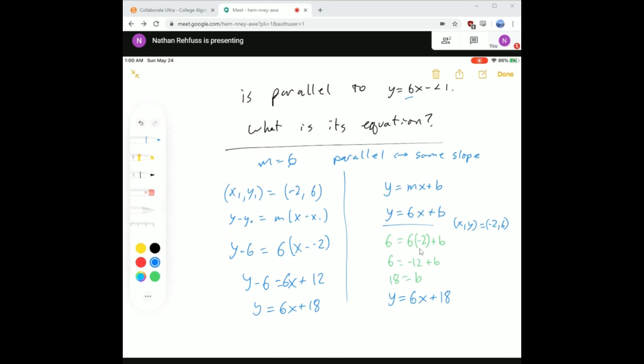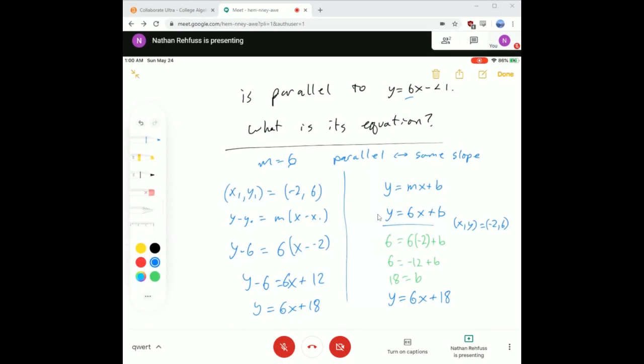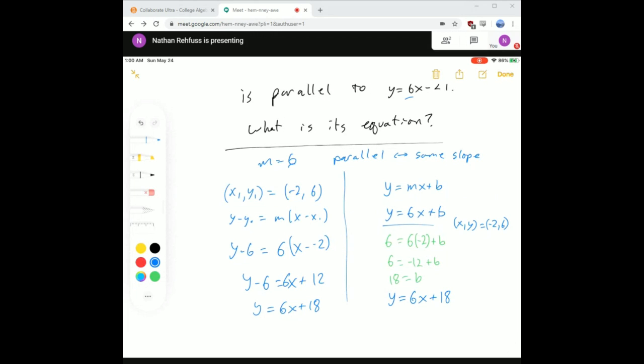Same answer both ways. Math is consistent. What did I tell you? But you can use either one of these solutions, slope-intercept or point slope. Whichever one you prefer is fine by me. It's just a matter of, can you get the answer?